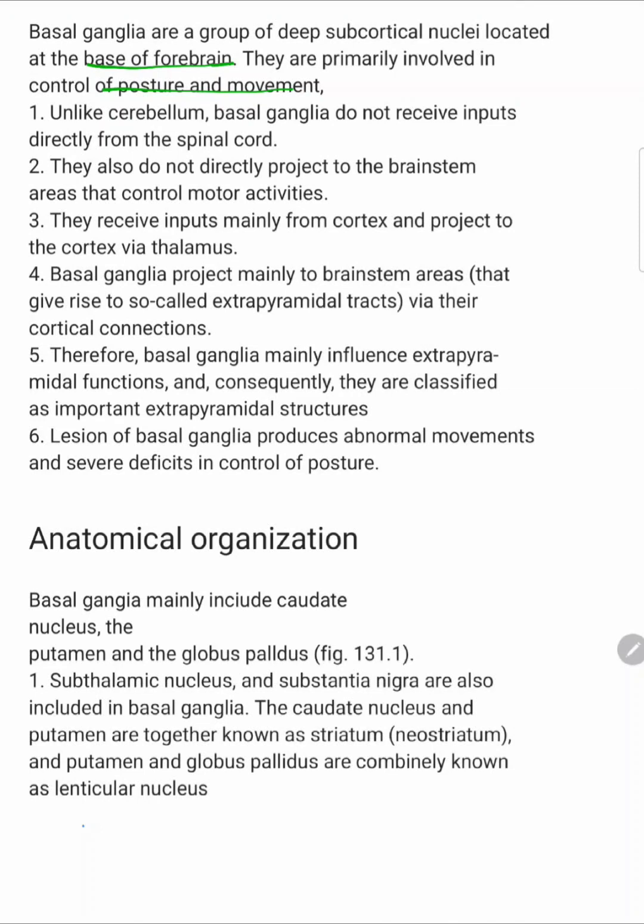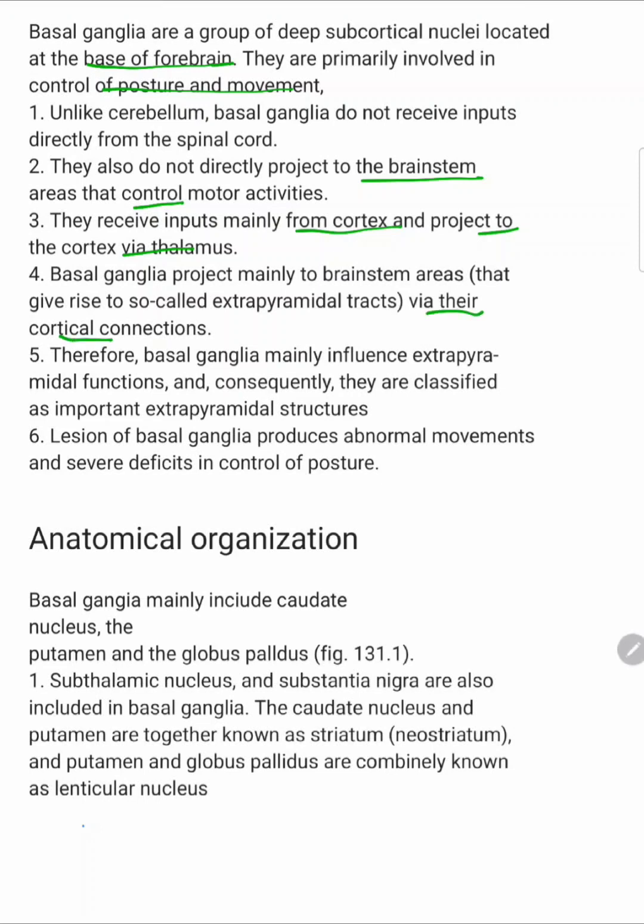So, any dysfunction of the basal ganglia causes posture and movement problems. Unlike the cerebellum, which receives inputs directly from the spinal cord, the basal ganglia do not. They also do not project directly to the brainstem areas that control motor activities. They receive inputs mainly from the cortex and project back to the cortex, not directly, but through the thalamus.